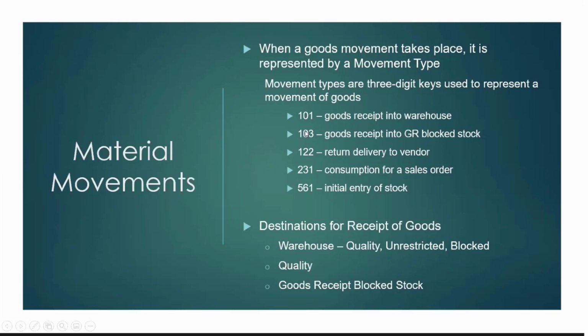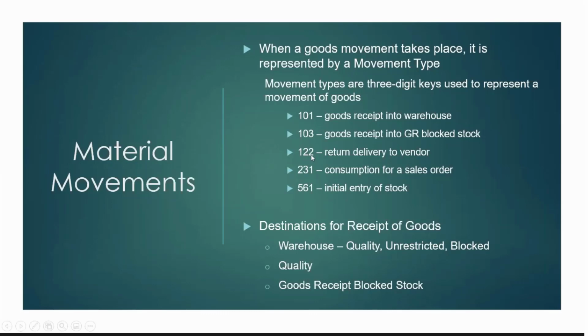Okay, if you put 103, goods received into goods received blocked stock. What does this mean? This means I put the material, the goods, in the blocked stock. Why? Because maybe I find out there are some problems with the goods that I receive. So I will block them until I take some decisions. Maybe I will return them and so on.